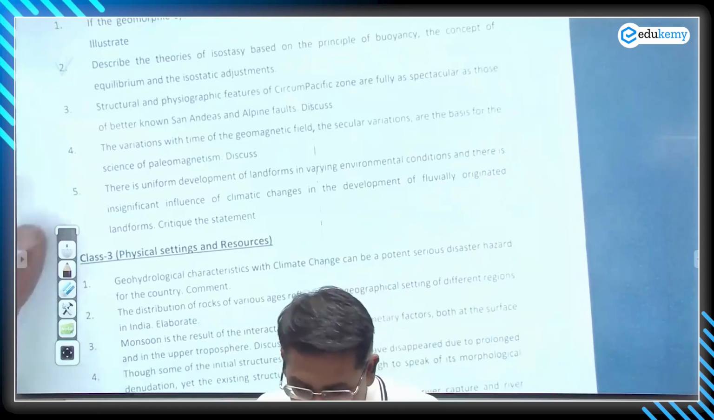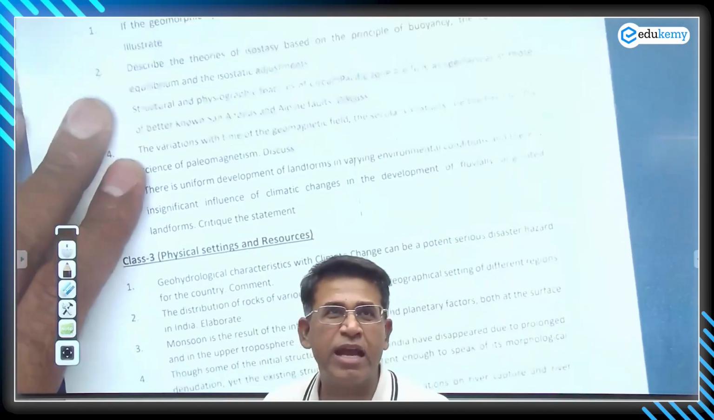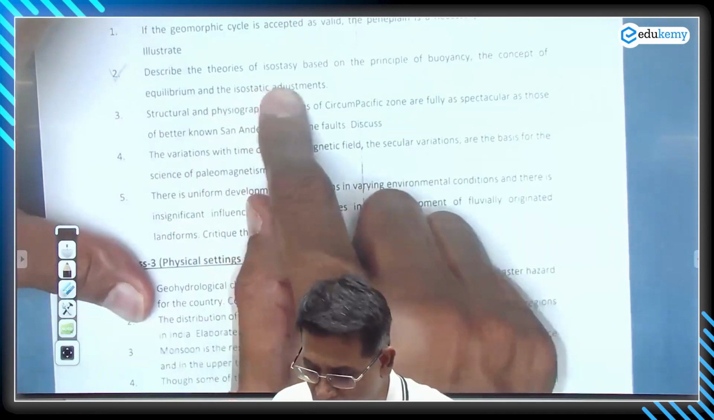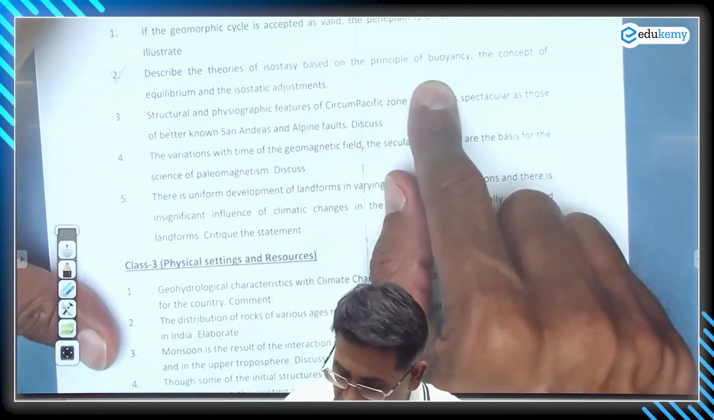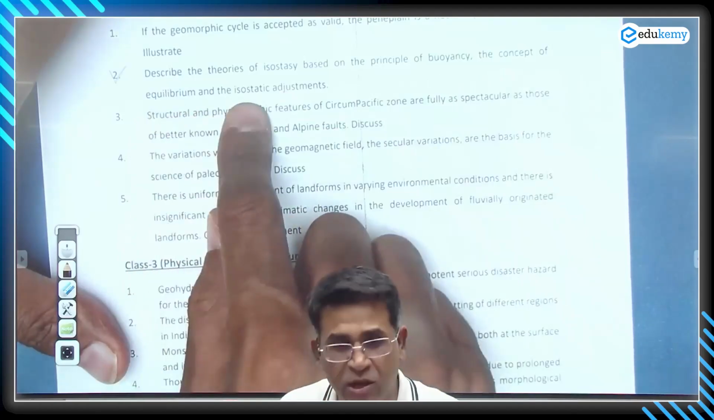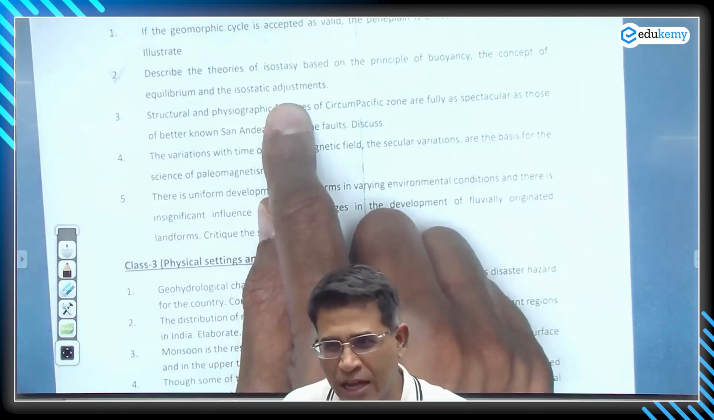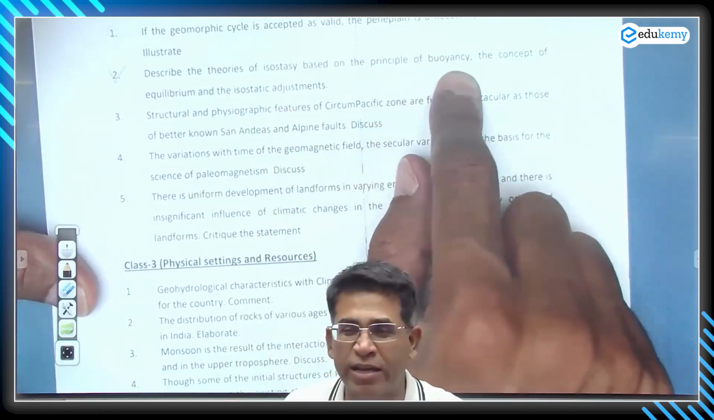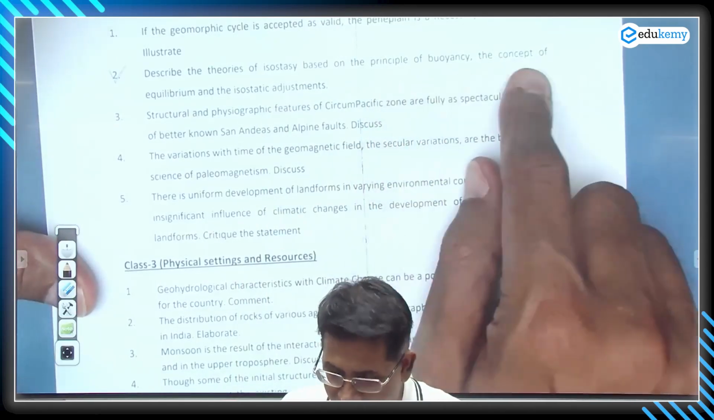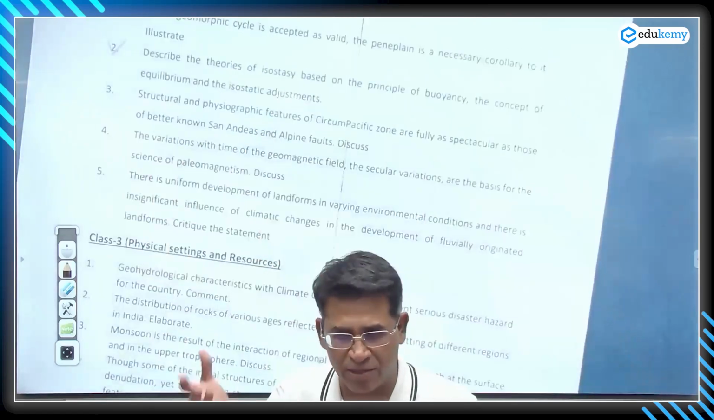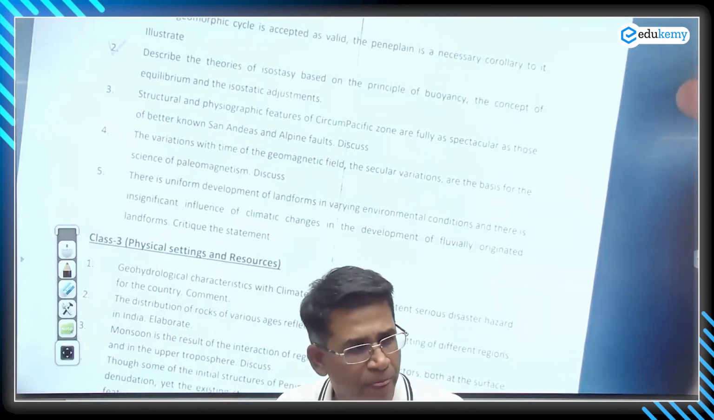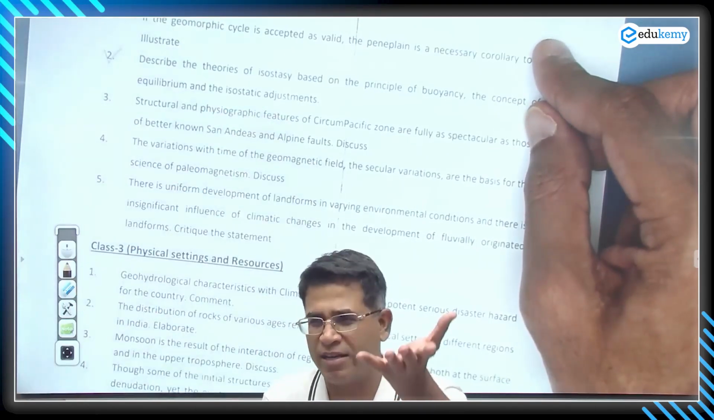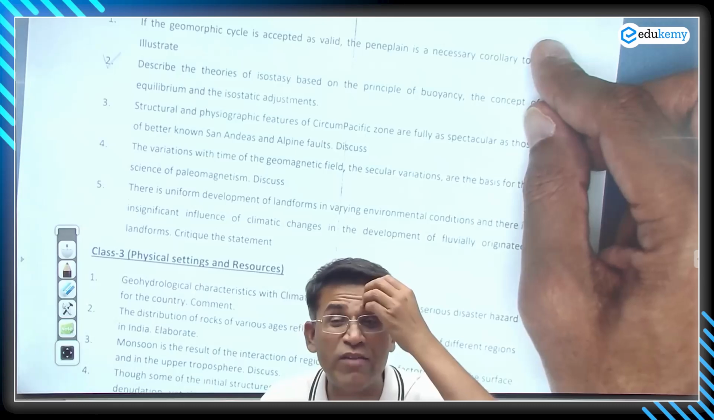Question number 2, I think ये आपका state questions है. The theory of isostasy based on principle of buoyancy, the concept of equilibrium and isostatic adjustment. ये basically पूछ रहा है, write a note on Airy's theory. Airy's theory is principle of buoyancy. Okay, and the concept of equilibrium, the same balance. Okay, and this one means how does land get uplifted, how it sinks because of olivine flow.